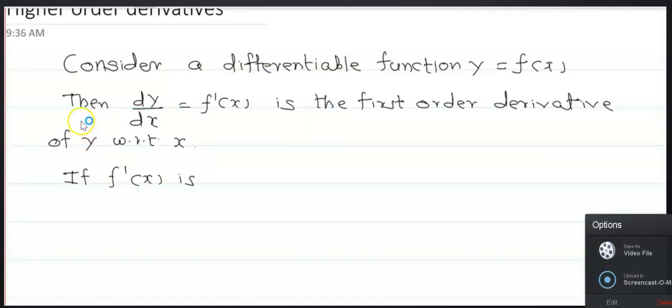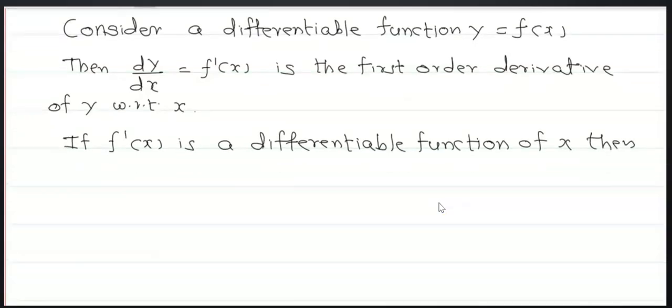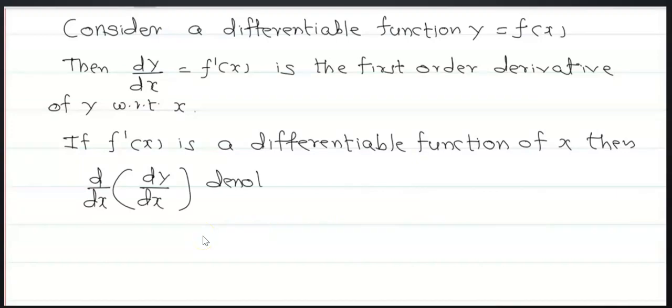Now up to this we have seen that dy by dx is equal to f dash of x, the first order derivative. If f dash of x is a differentiable function of x, then d by dx of dy by dx is denoted by d2y by dx square.